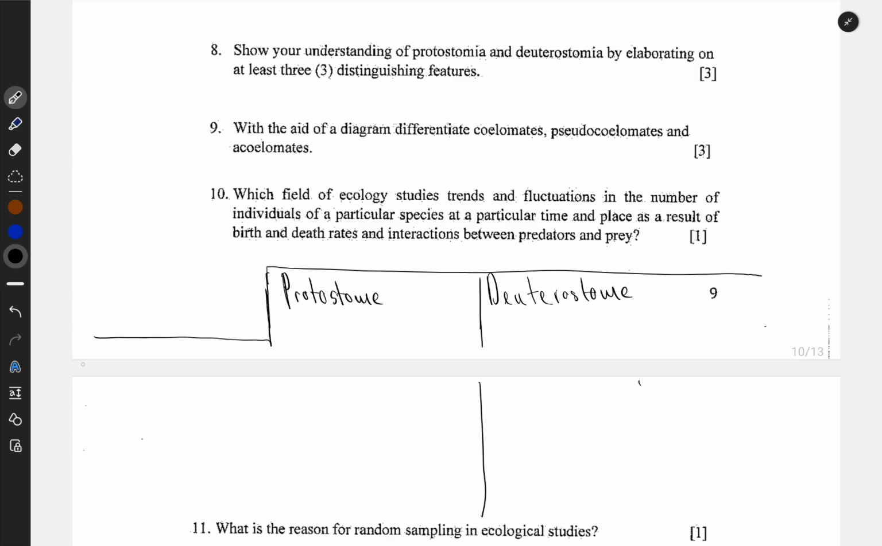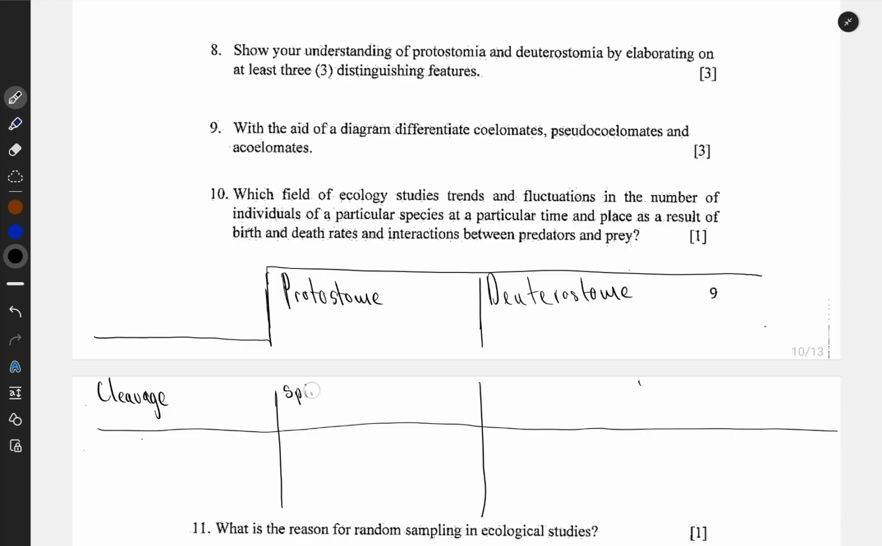So what is the first one? It is on cleavage. We first talk about the cleavage. They are different when we are talking about cleavage. What is the difference between protostomes and deuterostomes when we are talking about cleavage? In protostomes, remember the cleavage would be spiral and determinate. Okay, for protostomes, it is disorderly. It is spiral and it is determinate. For deuterostomes, it is what? Radial, which means it is nice and orderly.